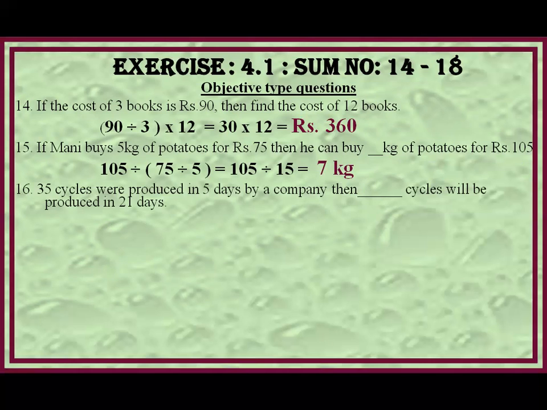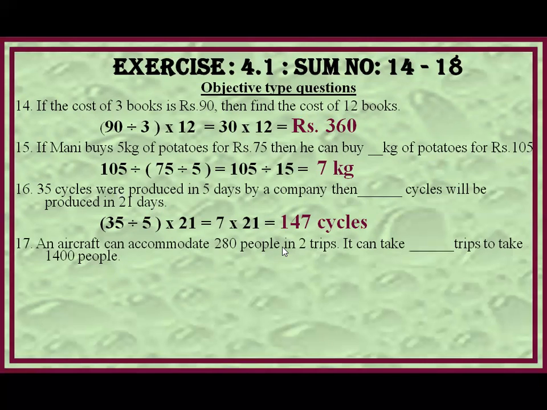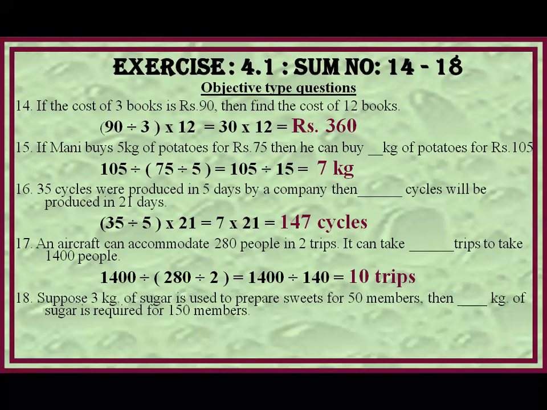35 cycles were produced in 5 days by a company. Then dash cycles will be produced in 21 days. 35 divided by 5 into 21 is 147 cycles. An aircraft can accommodate 280 people in 2 trips. It can take dash trips to take 1,400 people. So 1,400 divided by 280 divided by 2, you get 10 trips.